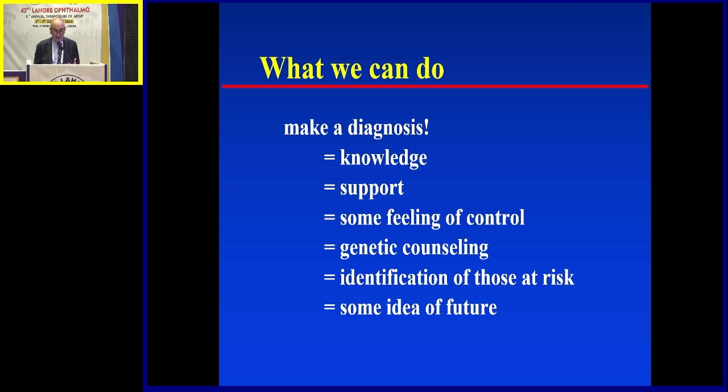We can genetic counsel appropriately for whatever the inheritance pattern is. We can identify other family members who may be at risk of having children. And now we can give some idea of the future. Are you going to be driving at the age of 50? What kind of visual aids can you expect? And there's one other reason why this is all important.